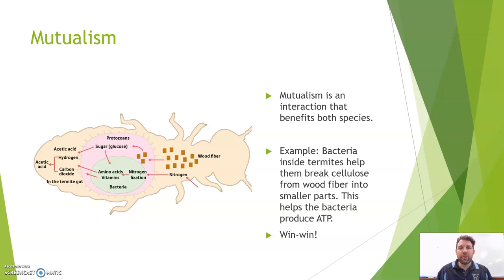Mutualism occurs when both species benefit from the interaction. So I've got an example here of termites, and termites eat wood. They actually can't break down the cellulose in the wood fiber. So they have bacteria within the termites that can break down this wood fiber. The bacteria benefit from this interaction because they can then convert that fiber into ATP, so they're getting energy. And the termites obviously benefit because now that they can break down this fiber, they can get energy from their food source as well.